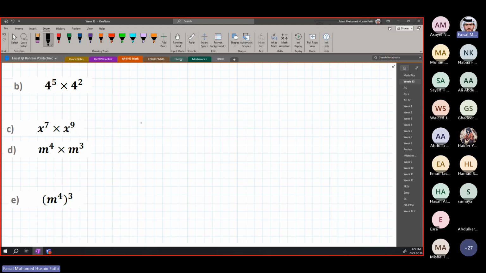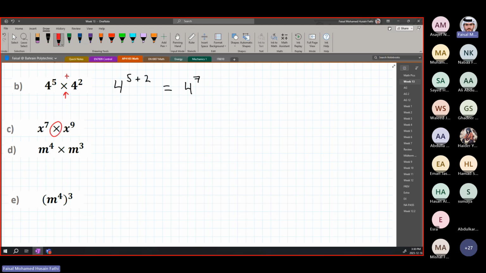So let's go for B. This is equal to 4. We have multiplication. Multiplication becomes addition for indices. So this is 4 to the power of 5 plus 2, which is equal to 4 to the power of 7. All right. Let's go to C.